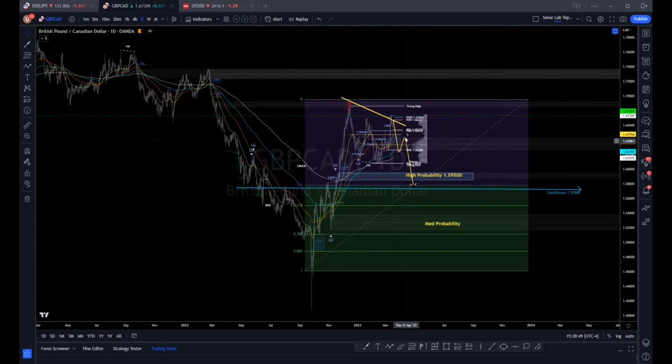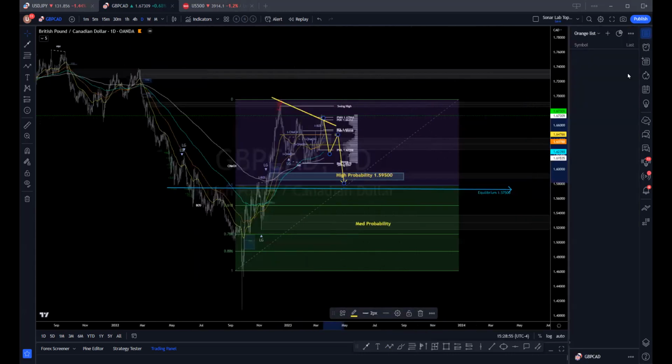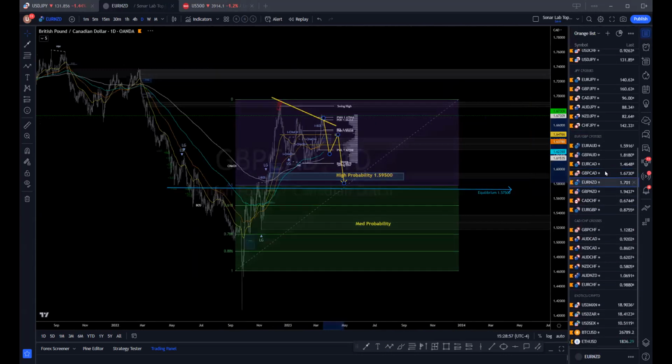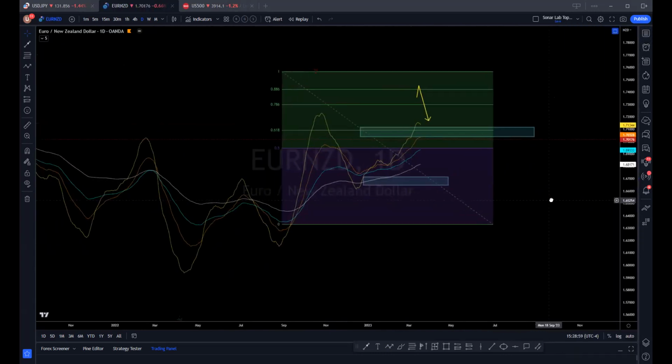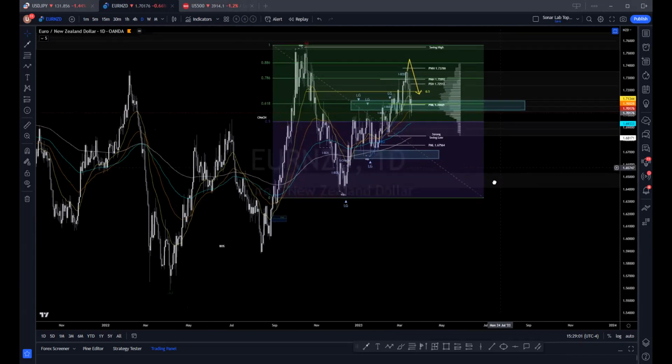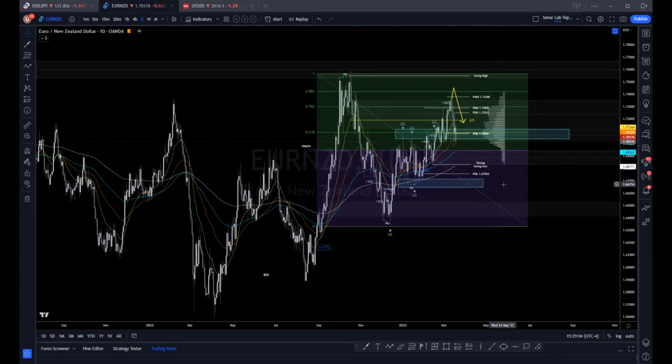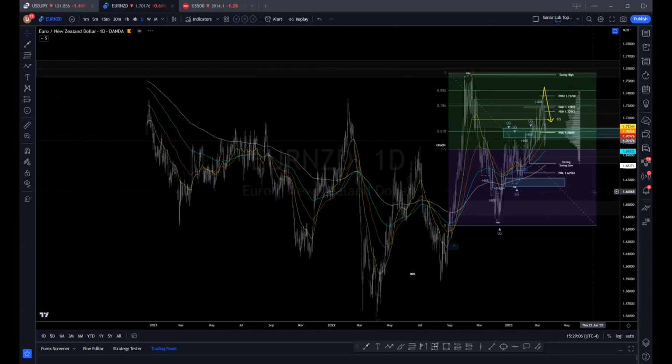Pound CAD, yep, that means CAD strength. Equilibrium down here. Technically, this is what's showing me. All right, pound CAD, I'm weak. Bearish. Euro, New Zealand. What is going on with Euro, New Zealand?